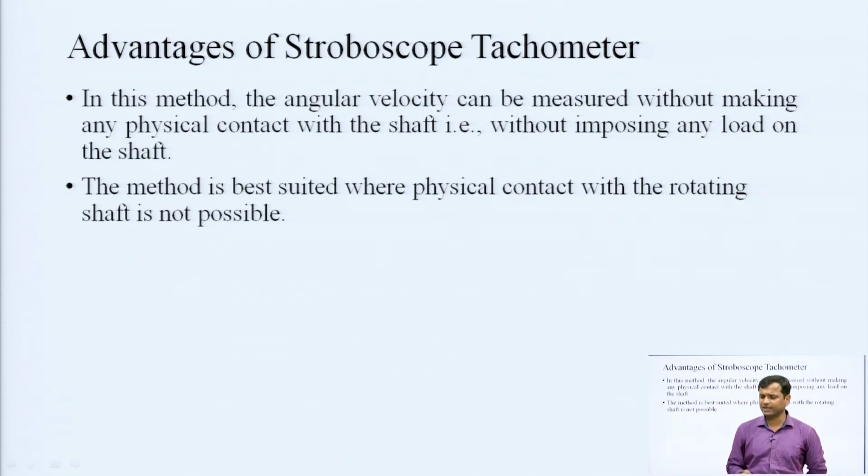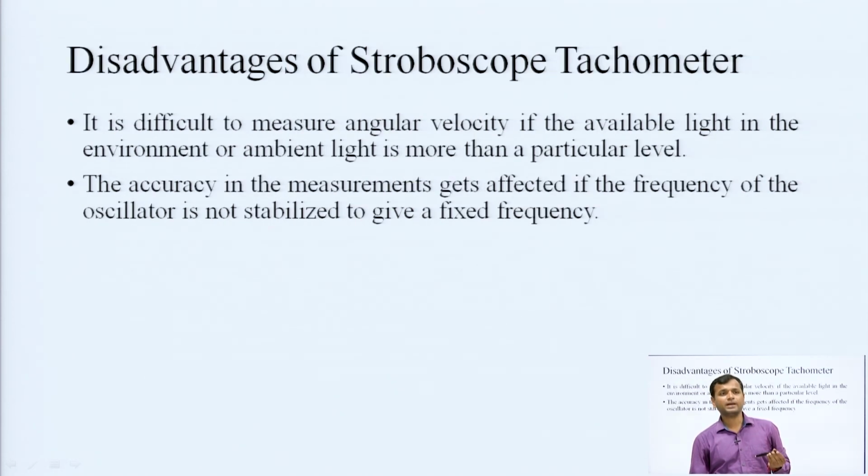There are various advantages of the stroboscope tachometer. In this method, the angular velocity can be measured without making any physical contact. That is the biggest advantage, because there is no moving part and no touch, so it can be very efficient. Without imposing any load on the shaft, we can measure the angular velocity. Also, this method is best suited where physical contact with the rotating shaft is not possible, and it can be used for very high speed measurement.